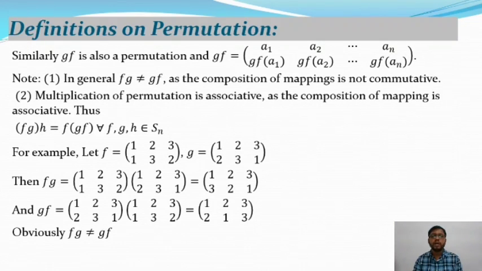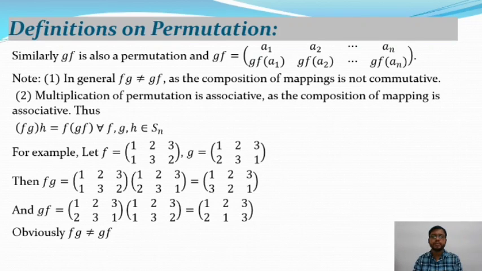So the multiplication of permutations is not commutative, as the composition of mapping is not commutative, but the multiplication of permutations is associative, as the composition of mapping is associative. Thus (FG) into H is equal to F into (GH), that means FG within the first bracket on the left side, and on the right side GH within the first bracket, for all F, G, H belonging to Sn.